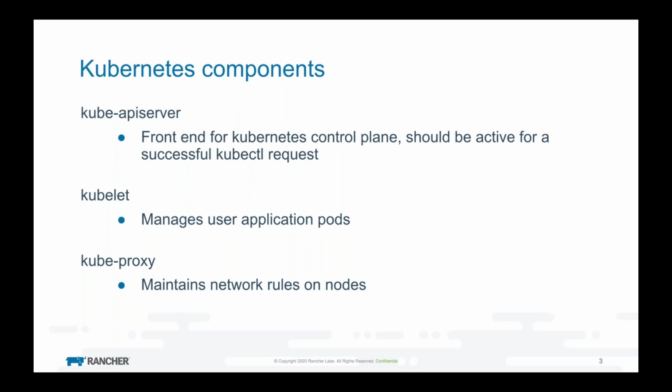Kubelet is what manages the user's application pods. That's why you need kubelet running on any node on which you're going to deploy applications. And kubeproxy is what maintains the network rules on nodes via IP tables.